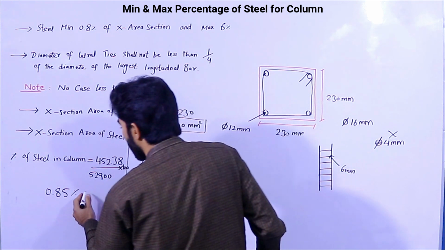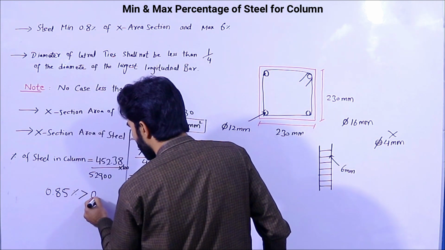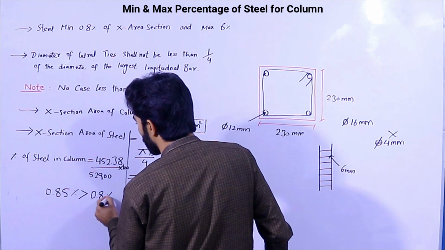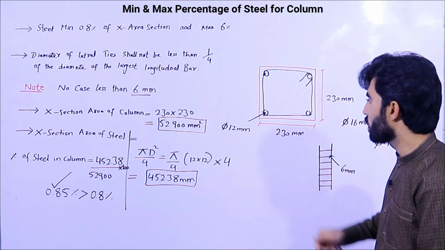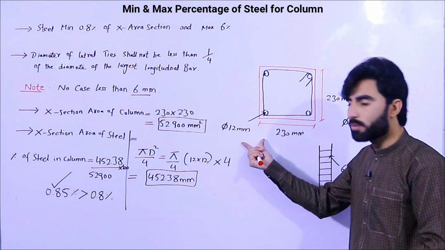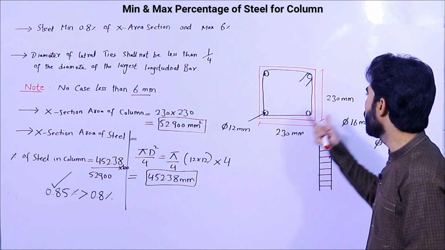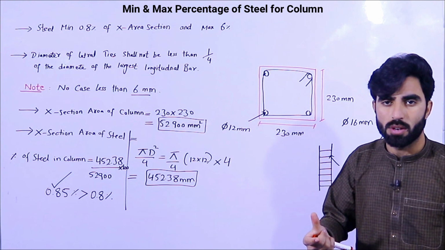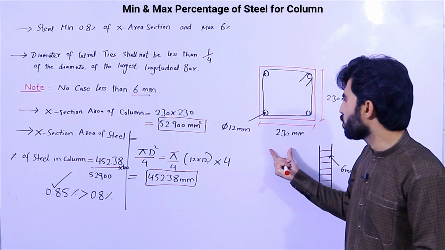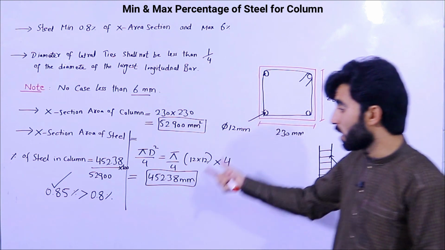So it means this is greater than 0.8%. So it means this is okay. So you are able to use 12 millimeter dia, okay, 4 numbers for this column, which size is 230 by 230 millimeter for normal residential building. Okay, especially you can use it for 1 story, because if you want to increase the percentage.